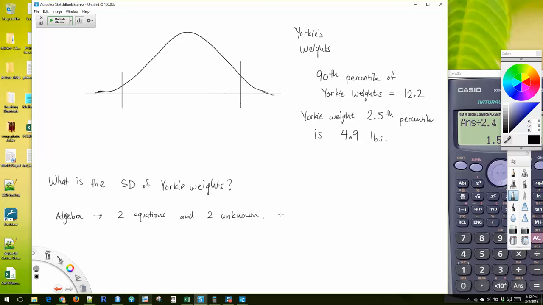Okay, your two unknowns are the mean, mu, and the standard deviation, sigma. So you just have to give me the standard deviation. I think that's actually the easier one to get, maybe, maybe not. So we know that at 12.2 pounds, this is the 90th percentile, and at 4.9 pounds, that's the 2.5th percentile. So I will shade in this portion.